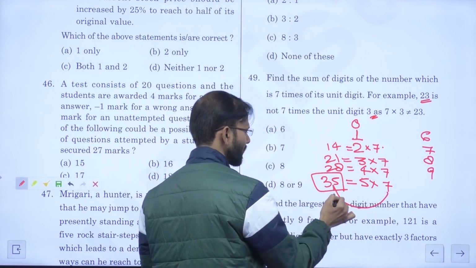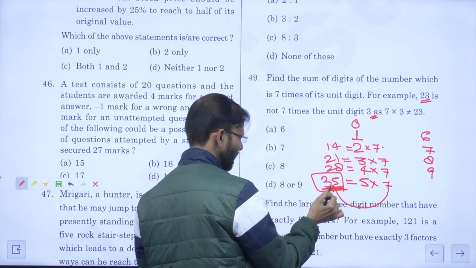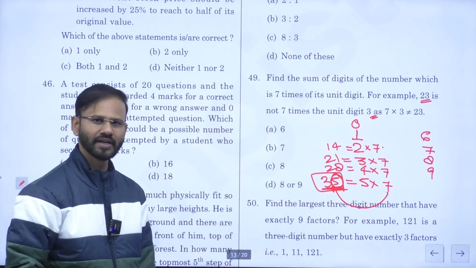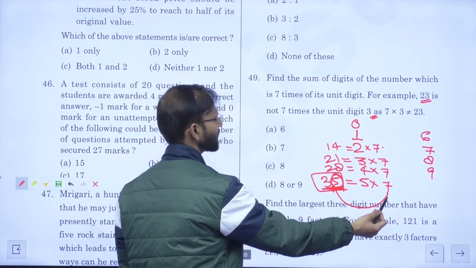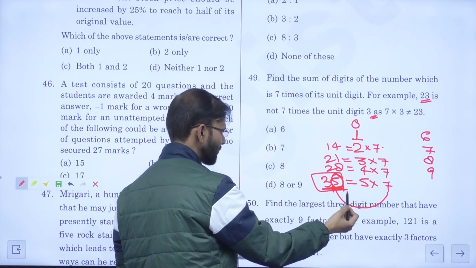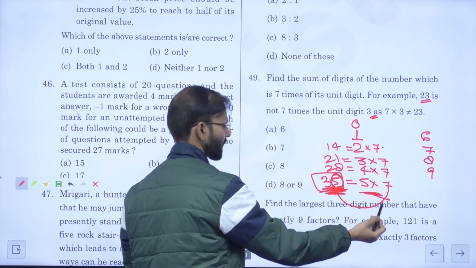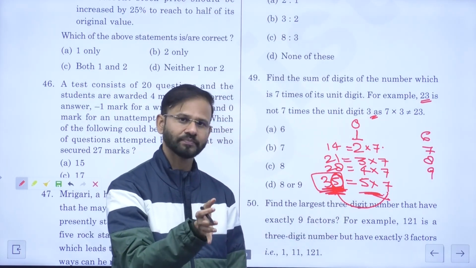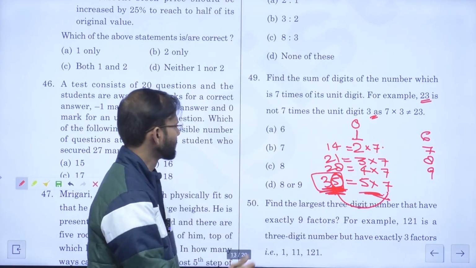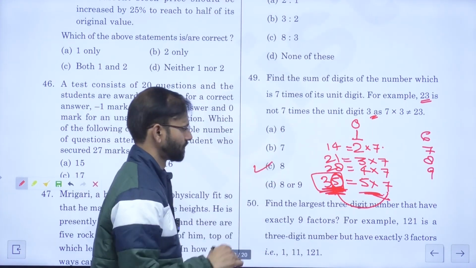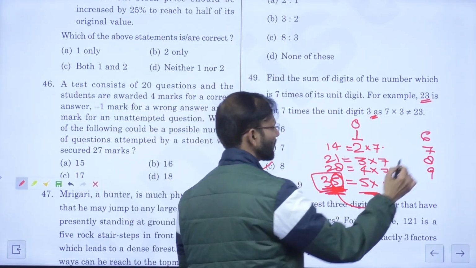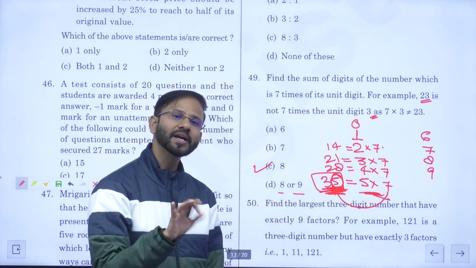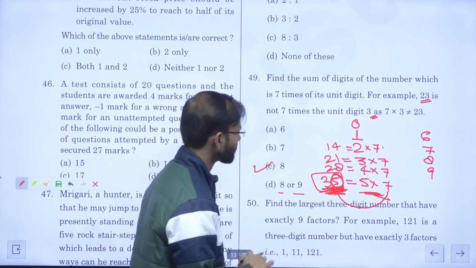Here, this number is 7 times its unit digit. Everyone, fine? 5 into 7 is 35, so 35 is 7 times 5. Solved. So 3 plus 5 is 8. The options are saying 8 or 9, so the answer can be 9 also. So let me check 9 also.